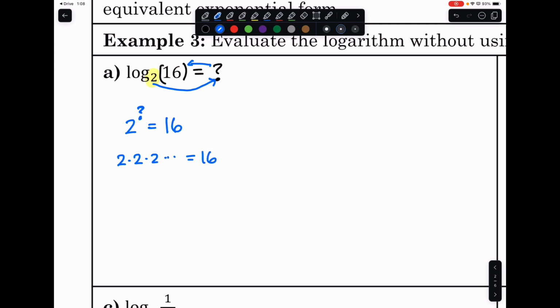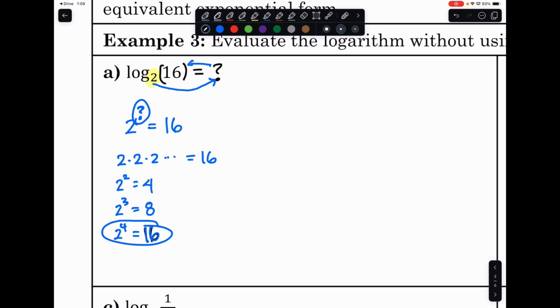Well, 2 times 2, that's already equal to 4. So 2 to the second power is equal to 4. 2 to the third power will multiply just another 2, which is 8. And 2 to the fourth power will multiply again this answer here by another 2, which equals 16. So 2 to the fourth power, again, equals 16. So that's what we're looking for here. Our exponent has to be 4.